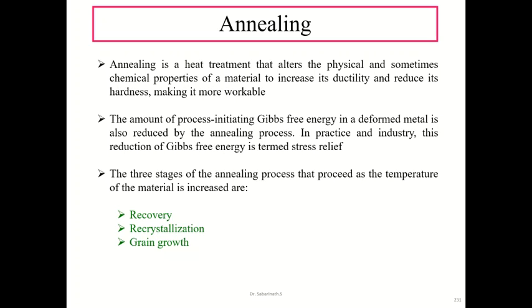Annealing is basically a three-stage process. These three stages of the annealing process proceed as the temperature of the material is increased. As the temperature increases, the stages change one by one. These stages are recovery, recrystallization, and grain growth.